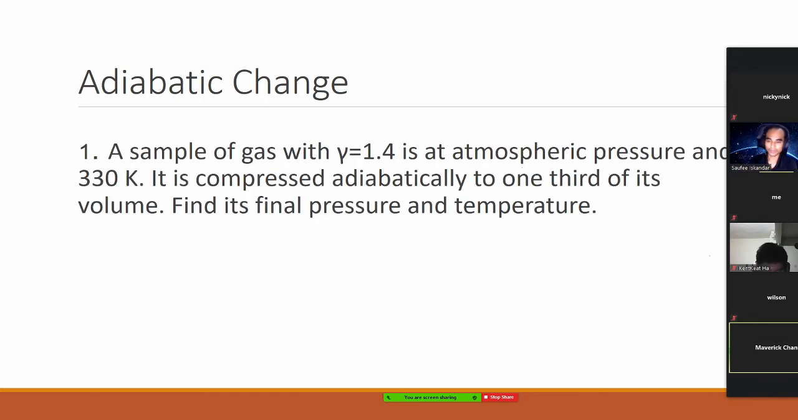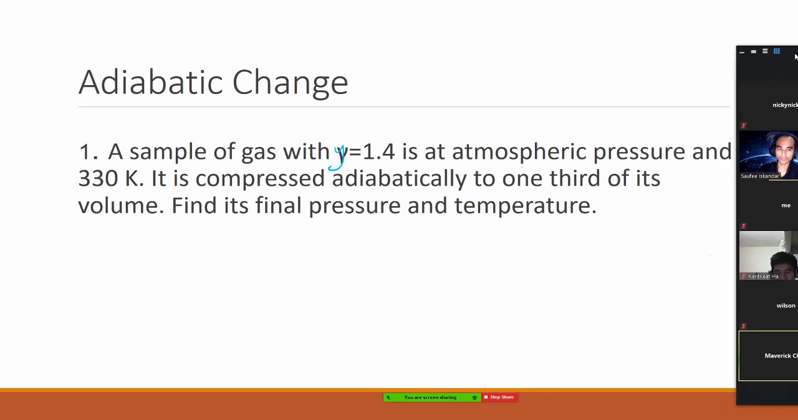So let's say we have here, actually this is gamma. A sample of gas with gamma 1.4 is at atmospheric pressure and 300 Kelvin and is compressed adiabatically to 1/3 of its volume. Very good, you see the keyword, adiabatically. Find the final pressure and temperature.